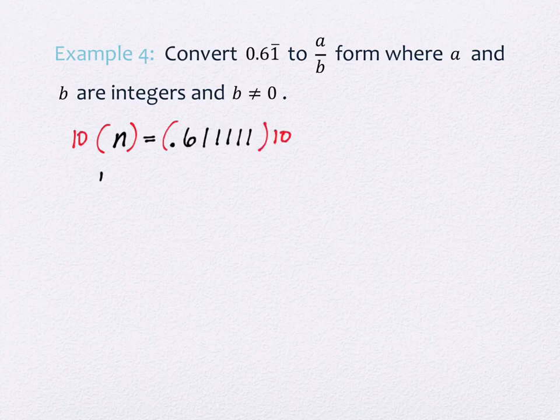Now when I do that, I get the 10n on the left, like I had my 100n before. But the decimal will only shift one location on the right. That will leave me with a 6.1, and then a bunch more 1s after that.